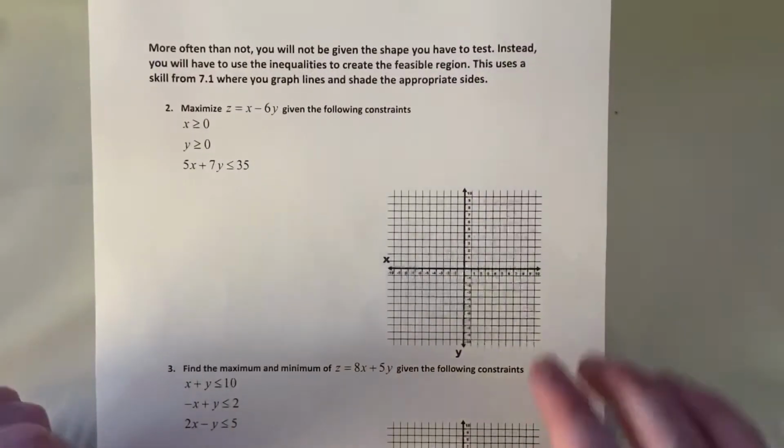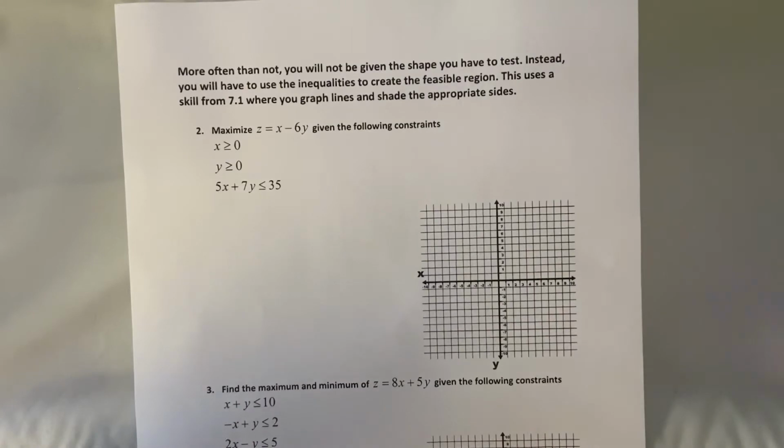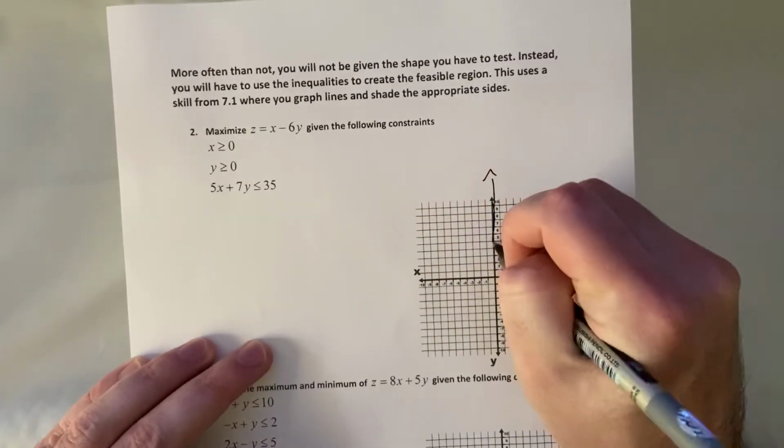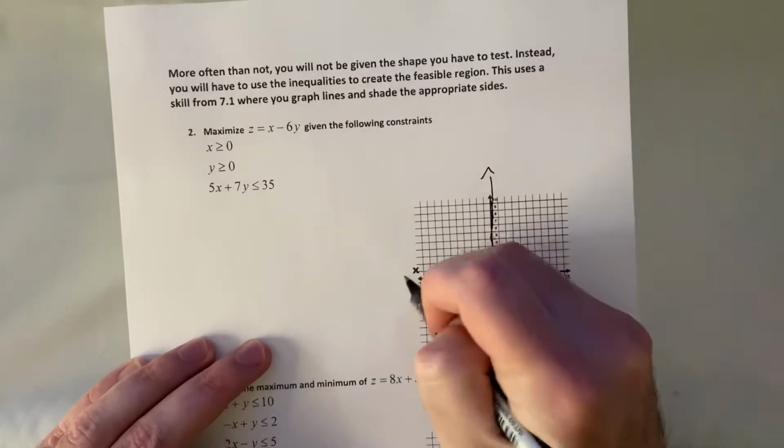So let's continue with one that we'll have to graph ourselves. Maximize z equals x minus 6y given the following constraints. X is greater than 0, y is greater than 0, and 5x plus 7y is less than or equal to 35. Okay, so we'll graph these lines. We know that x and y being greater than 0 restricts us to the first quadrant.